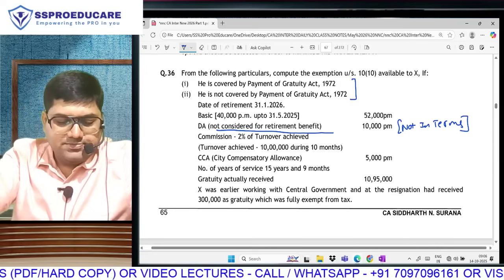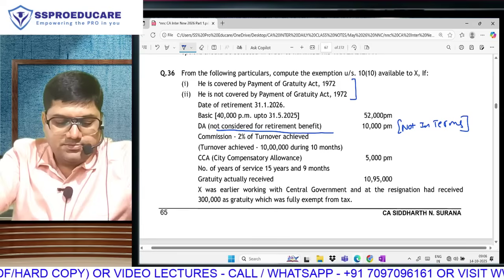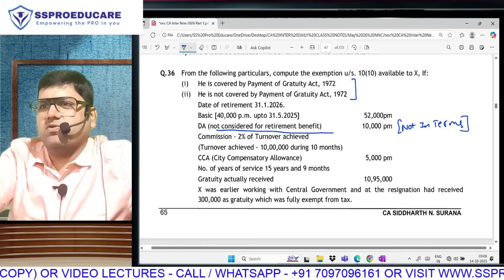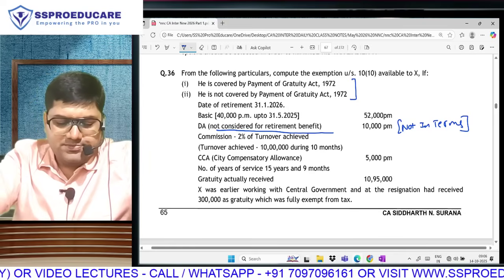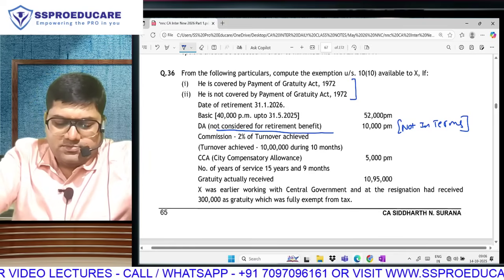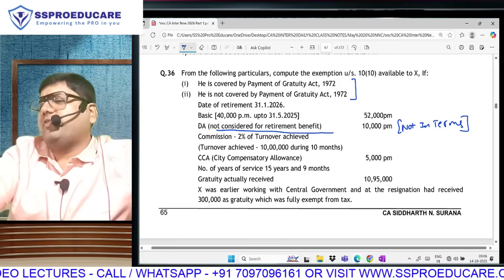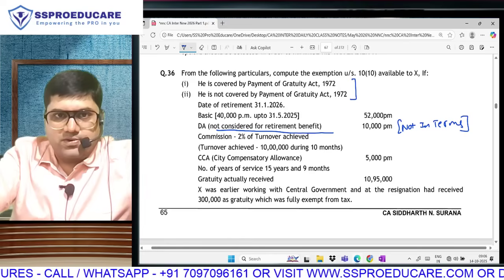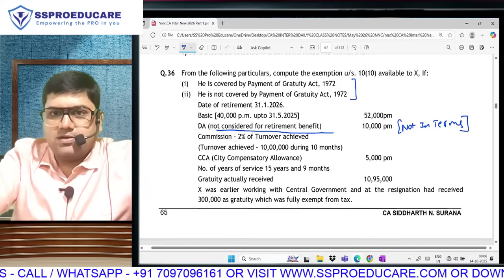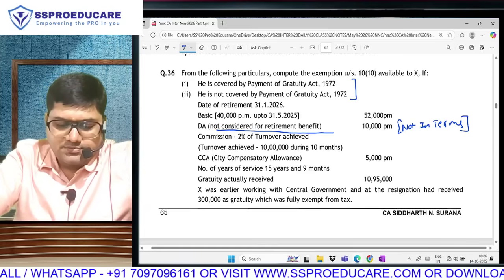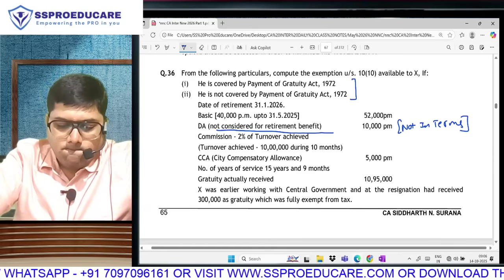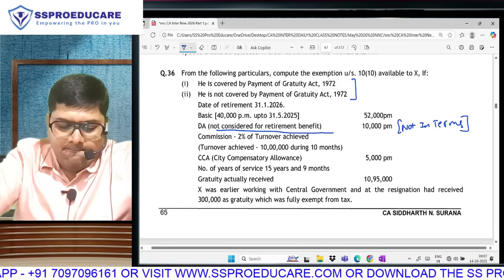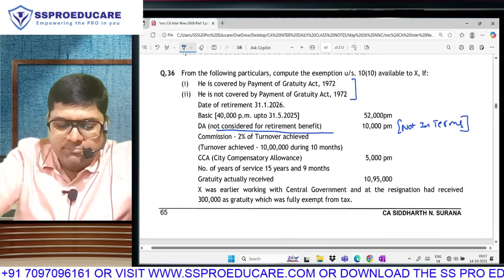Next. Number of years of service is 15 years and 9 months. This always has to be given. How many years? We will decide upper round of or lower round of. Okay. Gratuity actually received is 10 lakhs 95,000. There can never be a question without this amount, otherwise it's an error. The actual amount is to be always given to you. Correct? Then X was earlier working with central government and at the resignation had received 3 lakh as gratuity, which was fully exempt from tax.